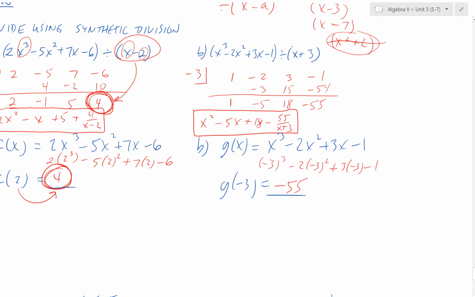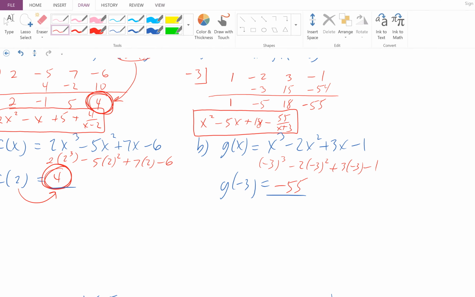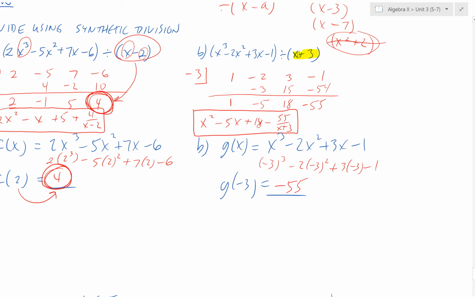Here we divided by x plus 3, so we put minus 3 in the box. When I plug negative 3 into the same polynomial, I get negative 55 as my answer. Negative 55 was also my remainder when we did the division.